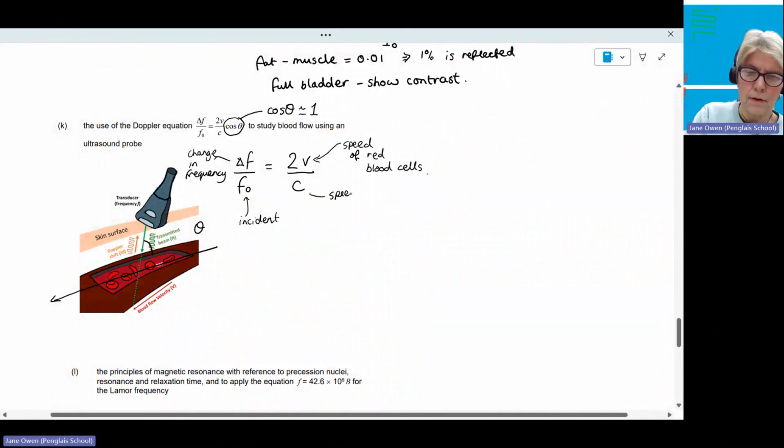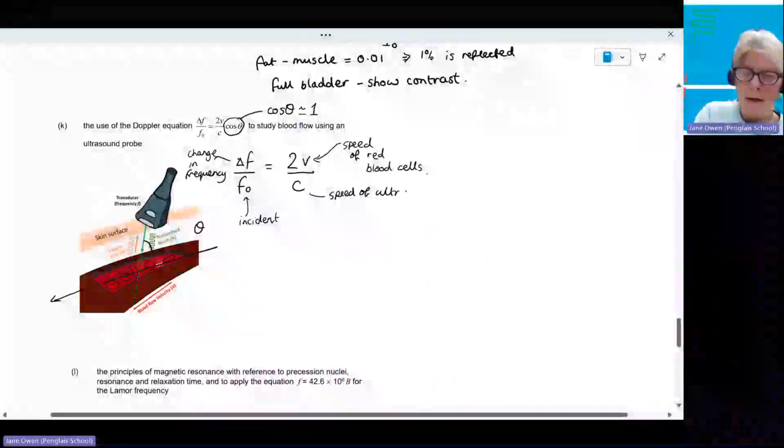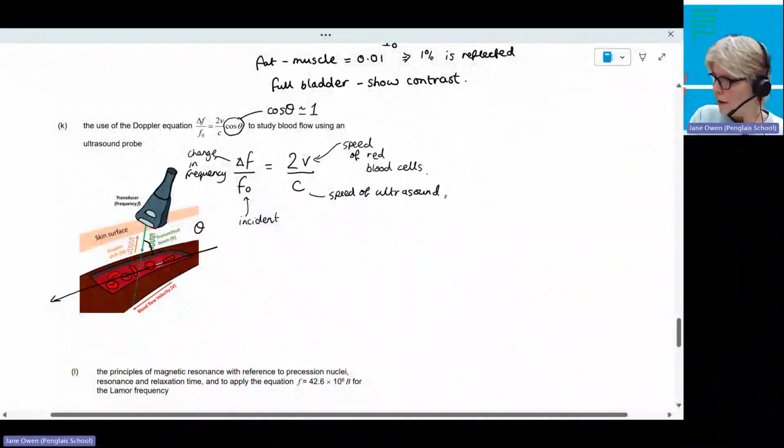Speed of ultrasound. Okay, I'm very aware. I know I need to move.